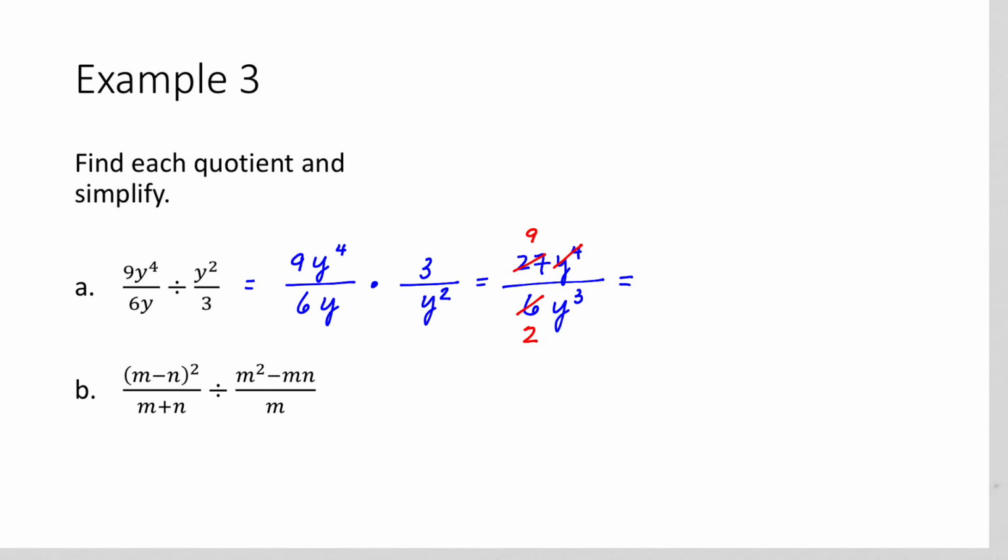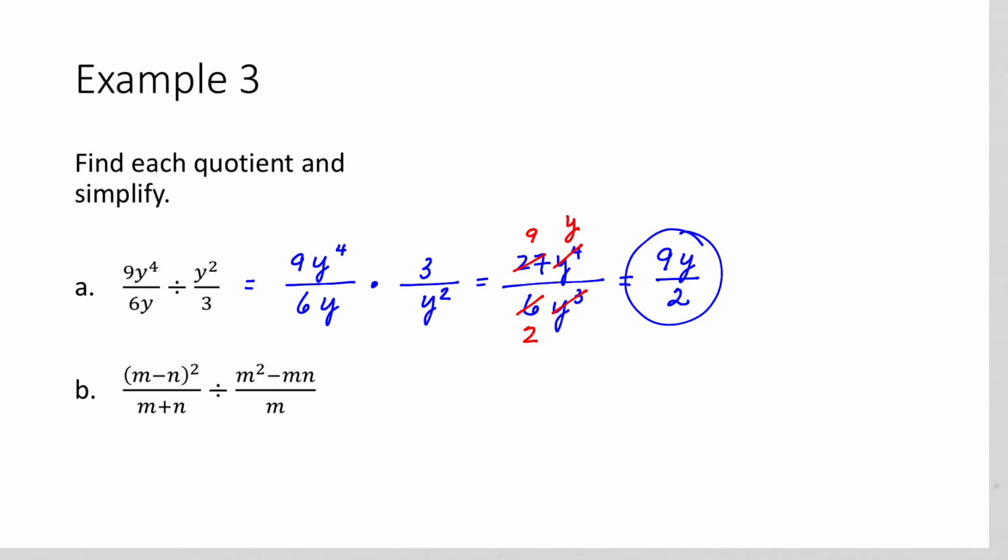Y cubed goes into y to the 4th y times. And it divides itself out completely. It just makes a 1. So that leaves me with 9y over 2. Cha-ching, final answer.